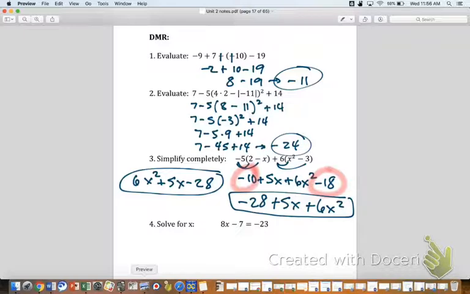Okay, any other questions? Okay, so then number 4 is supposed to solve, right? Nick, what would you do first if you were going to solve number 4 for x?